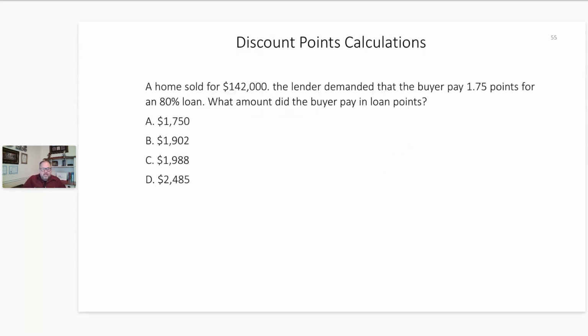Now, let's read the question. Go ahead and see if you can work this problem out. A home sold for $142,000. The lender demanded that the buyer pay 1.75 points for an 80% loan. What amount did the buyer pay in points? What do you think?